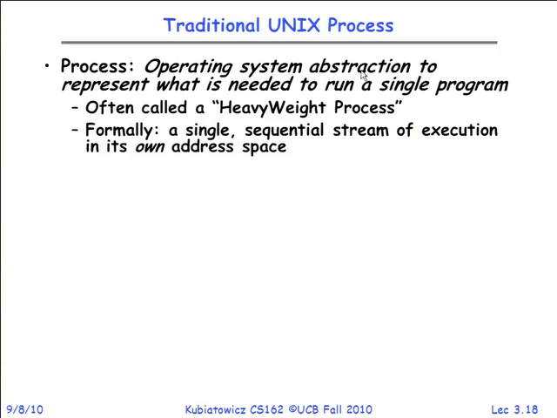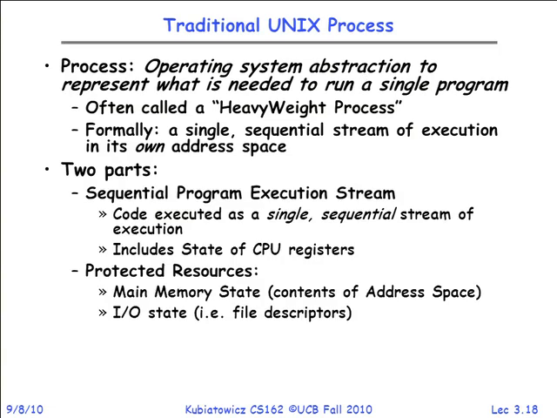It's got two parts. One is the execution piece, which is the thread. It's code executed as a single sequential stream of instructions, and it's got the state of the CPU registers: the program counter, the stack pointer, etc. And it's also got some protected resources associated with it, like main memory state, the contents of the address space, I/O state, file descriptors, etc.